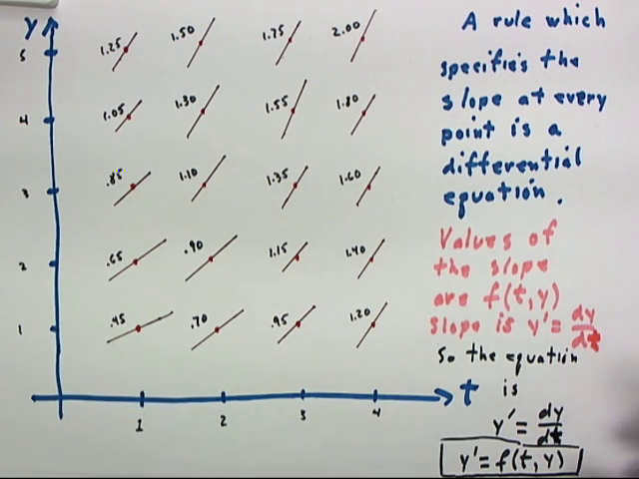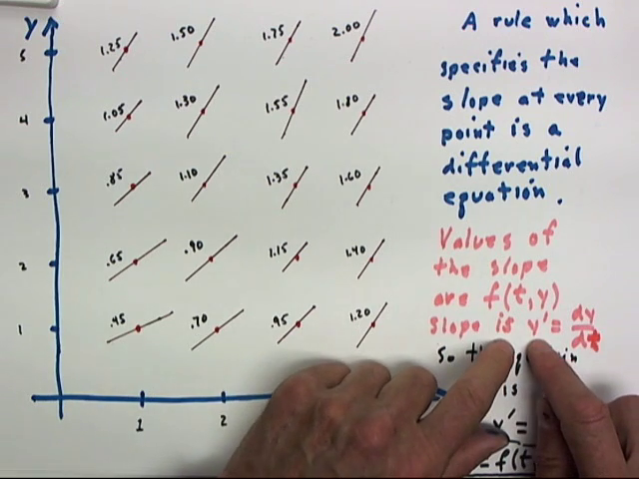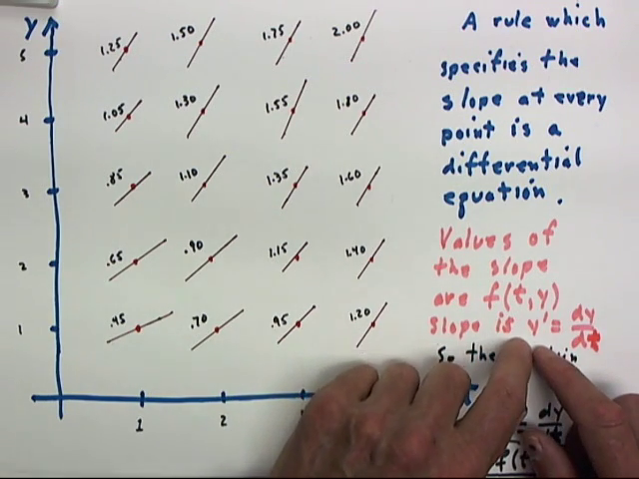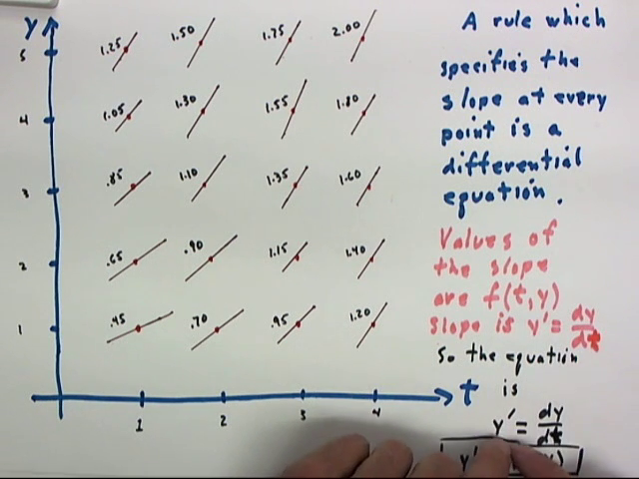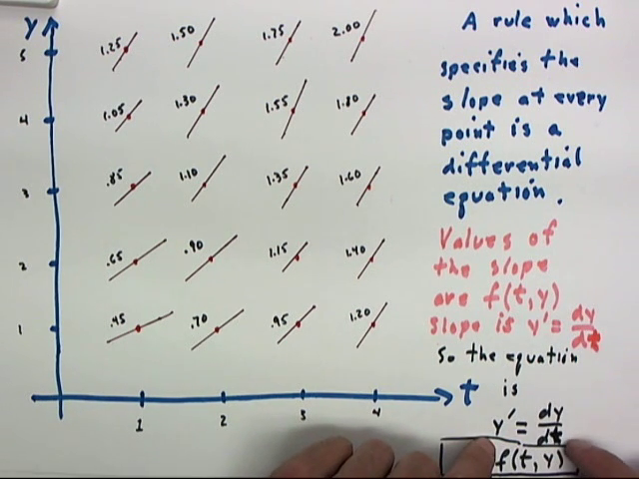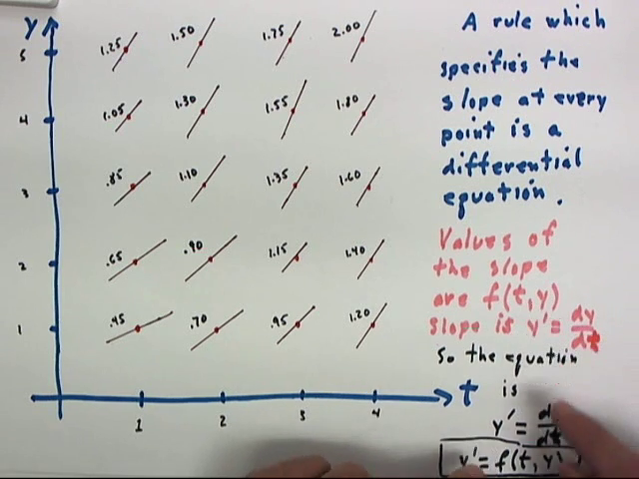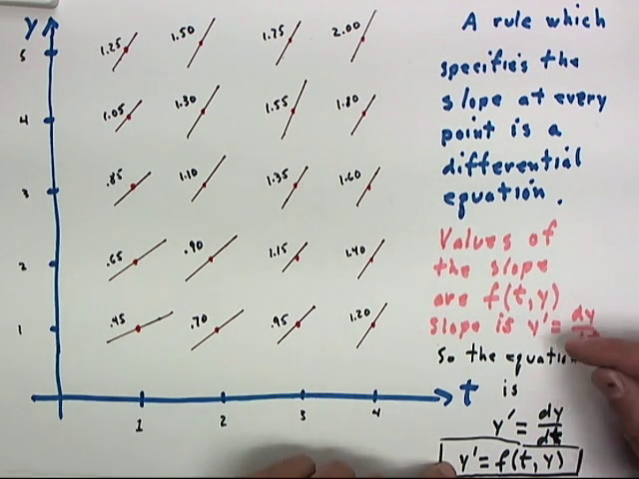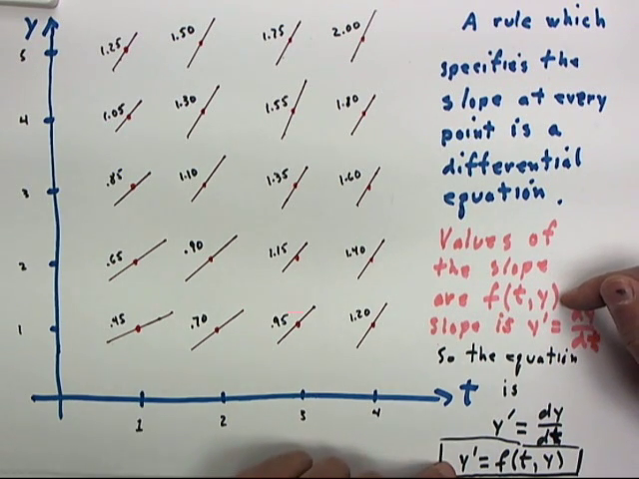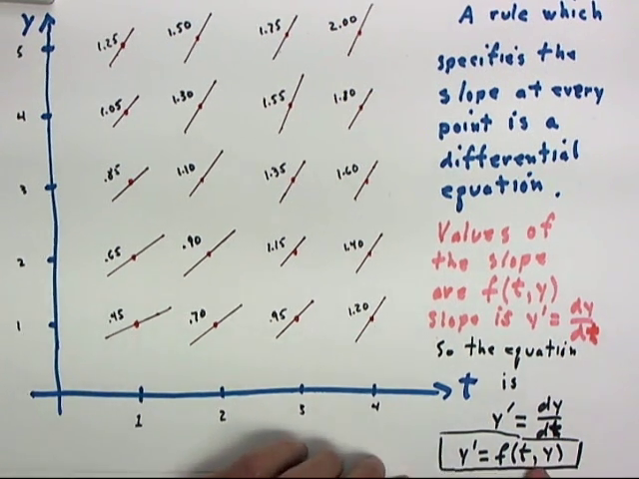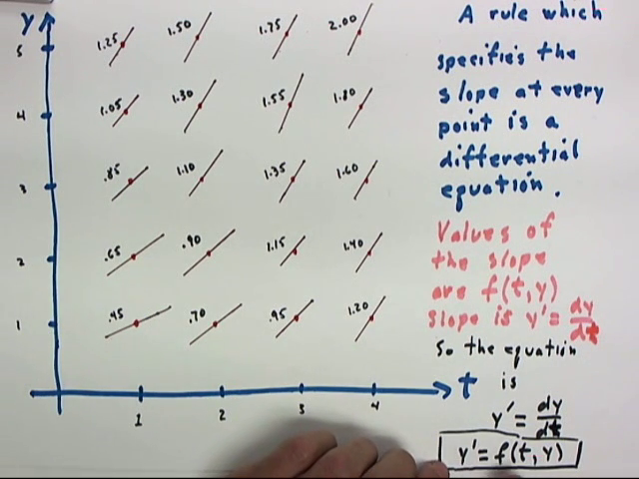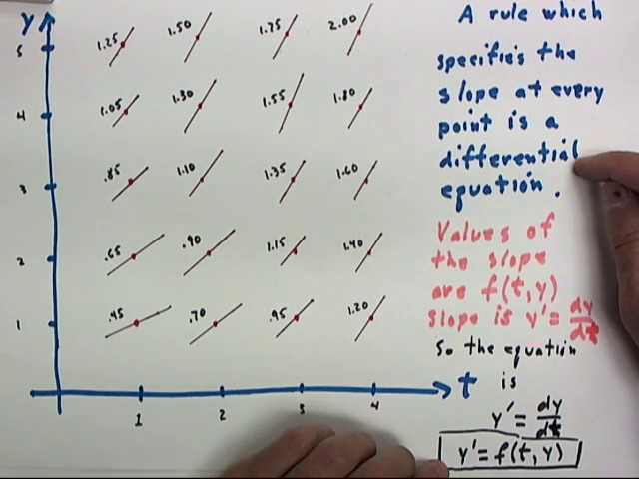Okay, so our differential equation says that the slope is given by f of t, y. So y prime being dy dt, the slope is y prime. The rule for calculating the slope is f of t, y, so the differential equation is y prime equals f of t, y. So any equation like this is a differential equation.